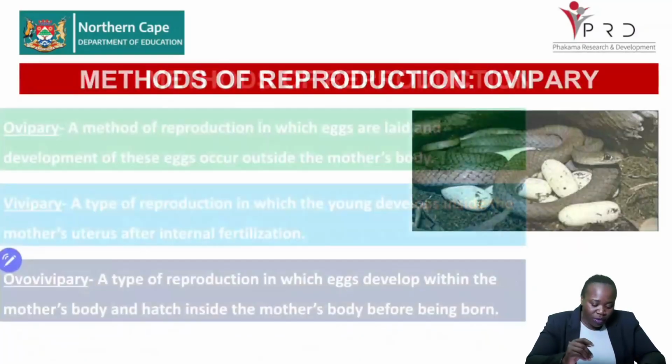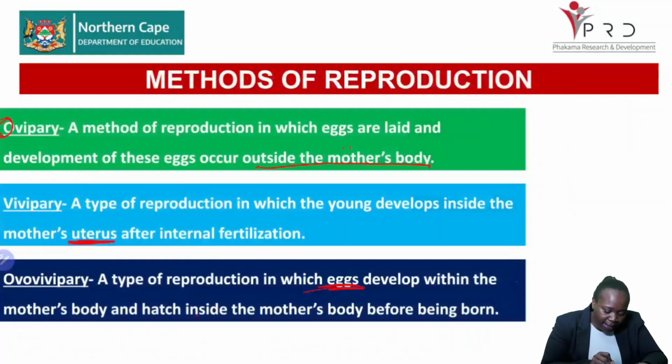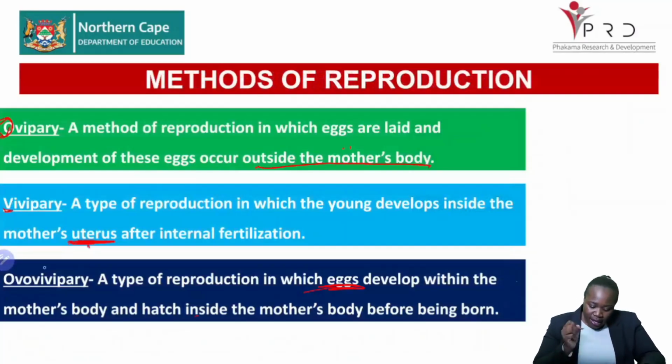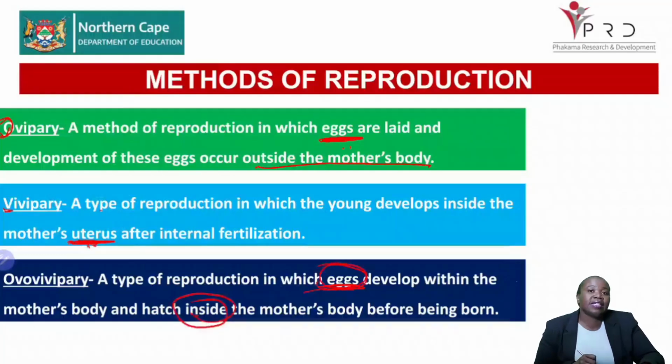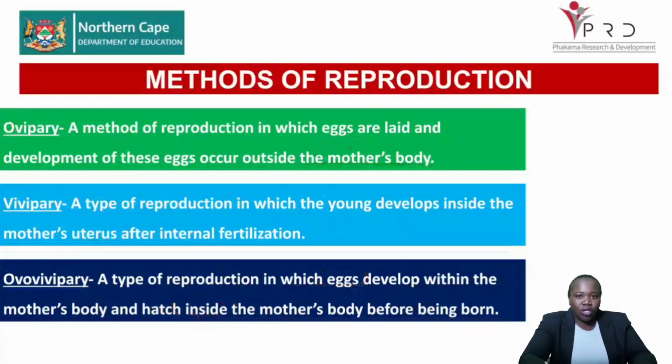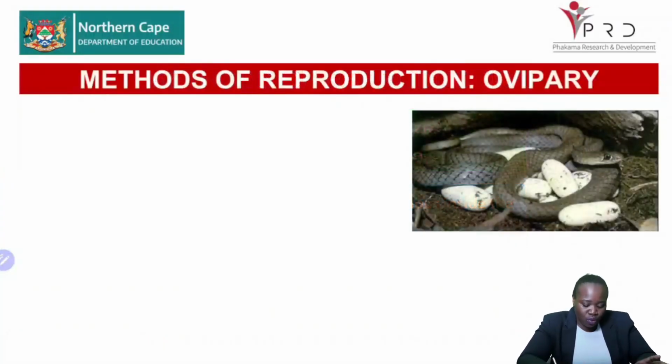Right. Now remember, with these three, ovi is outside, and then viviparity would be inside the uterus, and then ovoviviparity is a combination of the two. Why do I say that? Remember, oviparity is inside the egg but outside the mother's body. Viviparity is inside the mother's uterus or inside the mother's body. So a combination of these two would be that there is an egg involved and the fact that it is inside the mother's body. So the ovo part is the egg, and then the vivi part is inside the mother's body. So that is how you can best remember these two.